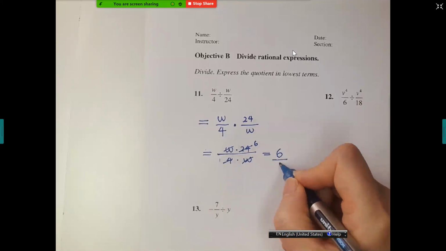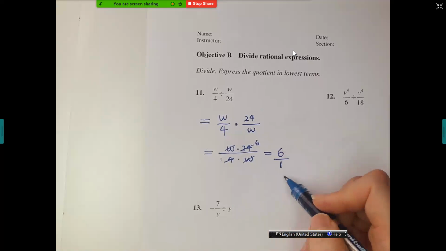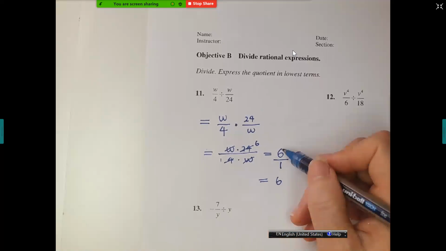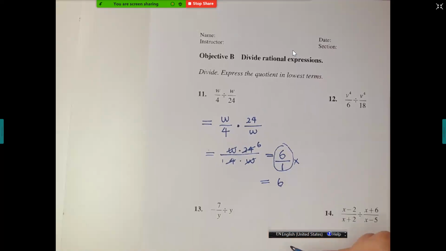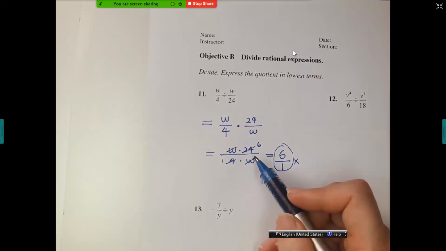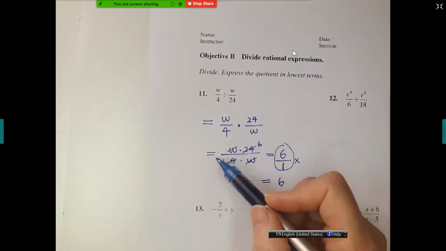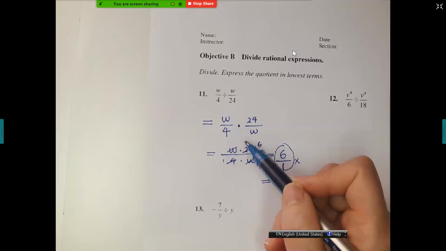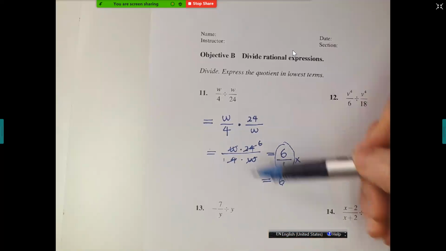Another thing I want to remind you: do not leave the answer as 6 over 1, because everything divided by 1 equals the number itself. We accept 6 only. So when the denominators are all gone, you do not have the bar anymore. If nothing is left on the top, we still need to keep the bar and put 1 on the top. This is the only difference. All right, so this is one example.